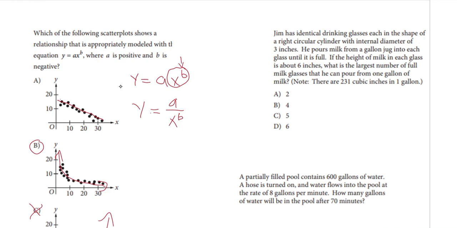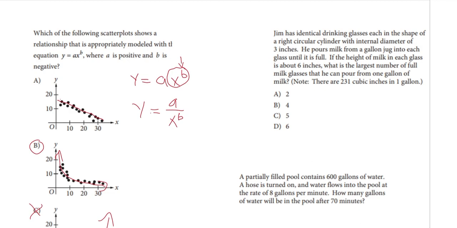Here it says Jim has identical drinking glasses, each in the shape of a right circular cylinder with internal diameter of 3 inches. He pours milk from a gallon jug into each glass until it is full. If the height of the milk in each glass is about 6 inches, what is the largest number of full milk glasses that can be poured from 1 gallon of milk? There are 231 cubic inches in a gallon.